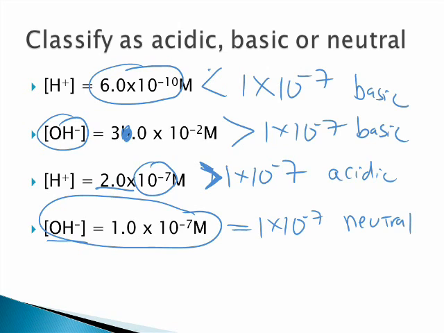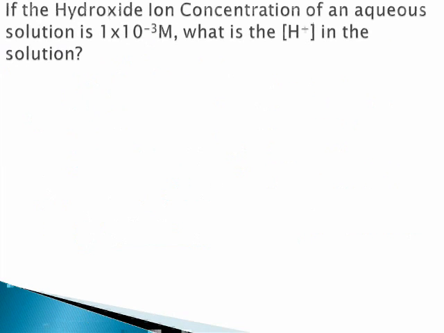So I changed this here just to make it a little more clear. These two, if you weren't so clear on that before, hopefully we can see. If something's acidic, basic, or neutral, it's all based on the concentration of hydrogen ions or hydroxide ions. Okay, let's look at this example.